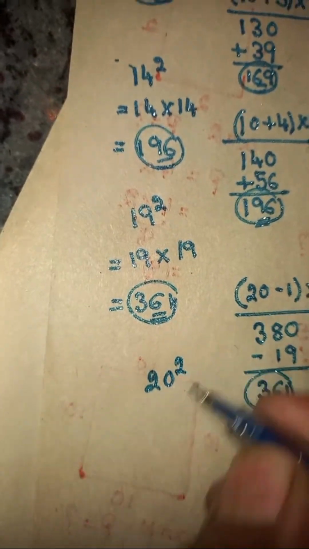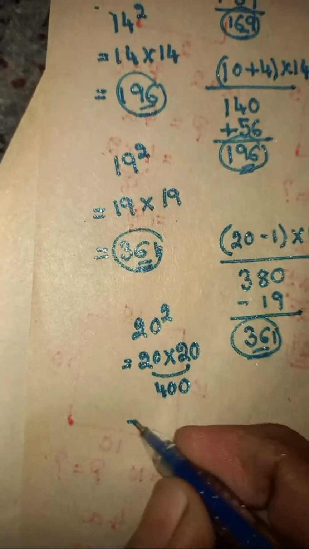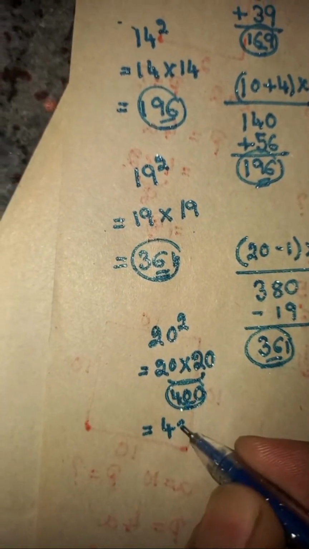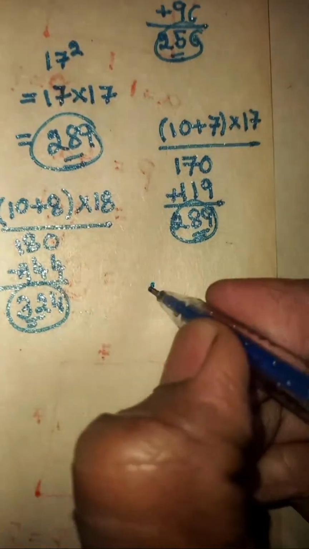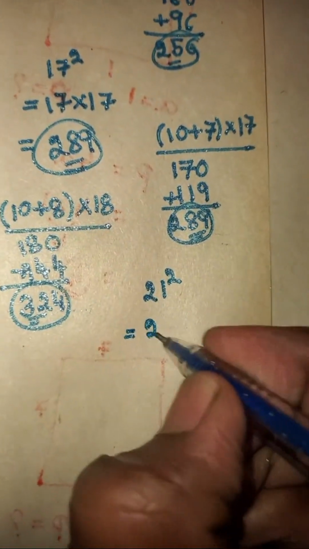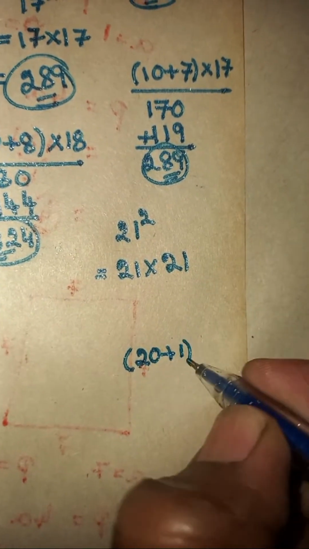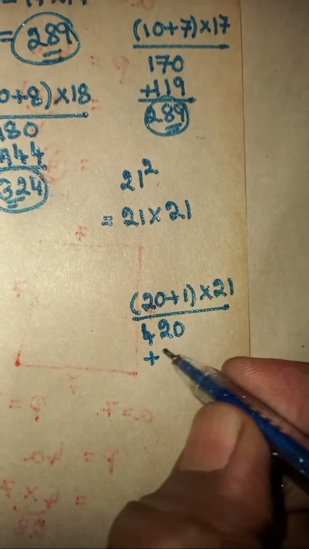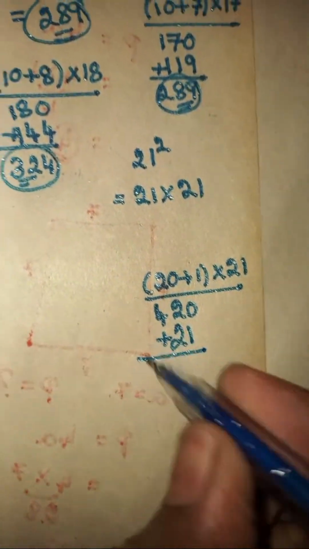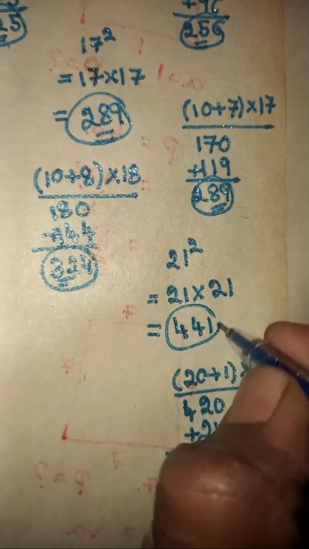20 square equal to 20 times of 20. 20 times of 20 is 400. So this completely equal to 400. Let's write now 21 square. 21 square can be written as 21 times of 21. You can split and write 21 as 20 plus 1 times of 21. You're going to get it as 21 times of 20 is 420 plus 21 times of 1 is 21. It's going to become 441. So this 21 square is 441.